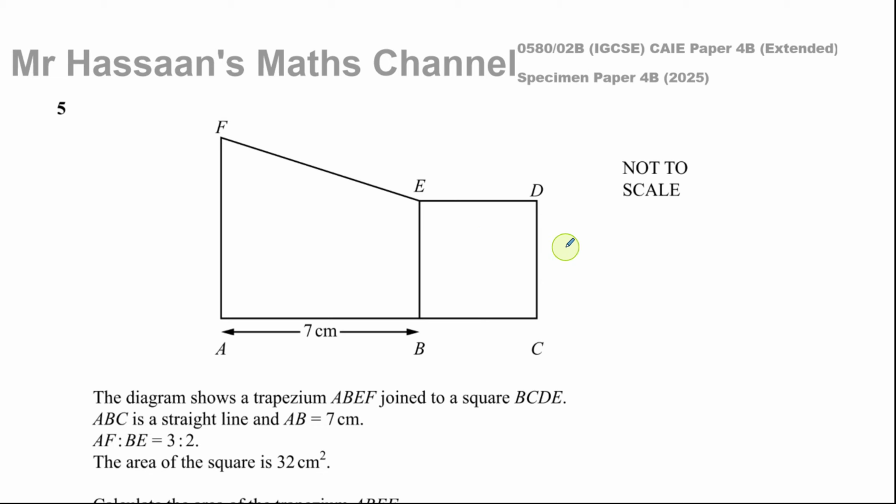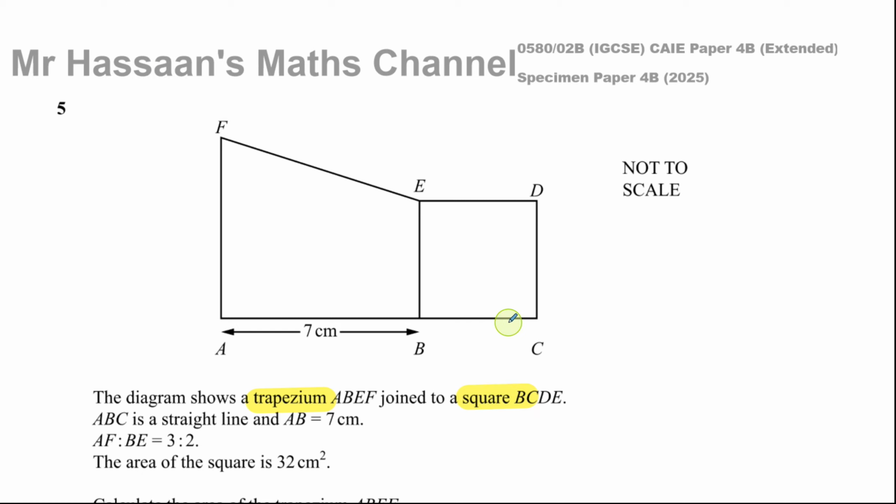Now here, question number 5 seems to be about areas and ratios. So it says the diagram shows a trapezium ABEF joined to a square BCDE. So there's some important words here. We know this is a trapezium. We know this is a square. Okay, so those terms are important for us.